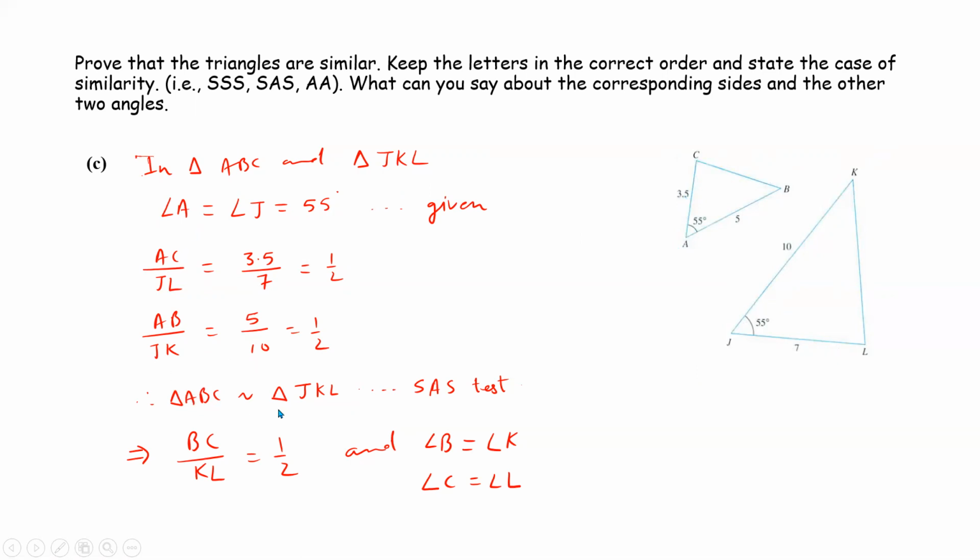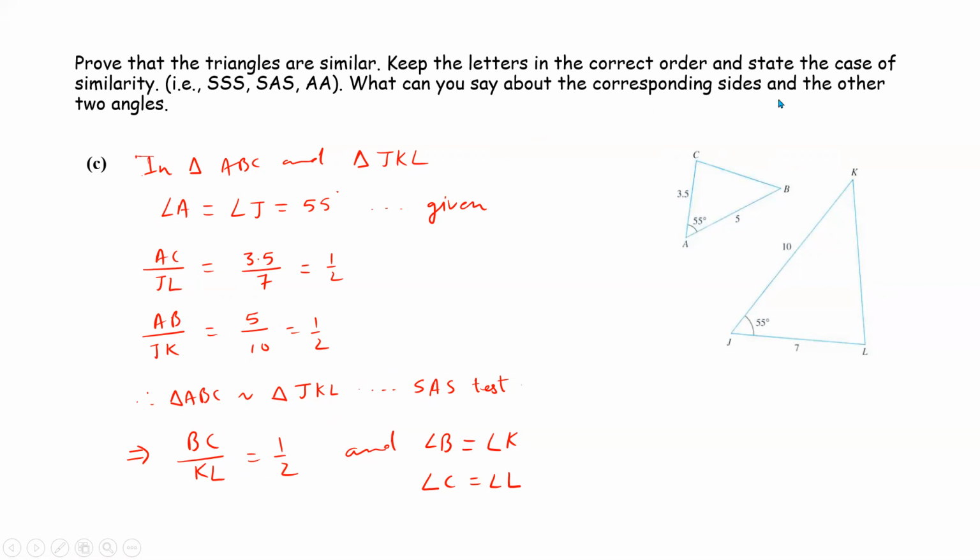But remember, when you write that ABC is similar to JKL, the order is important: A with J, B with K, and C with L. In this case, it's the side angle side test, which means two sides, and between them this angle. You can see the two sides, and between them this angle is there. That's why it's the side angle side test.